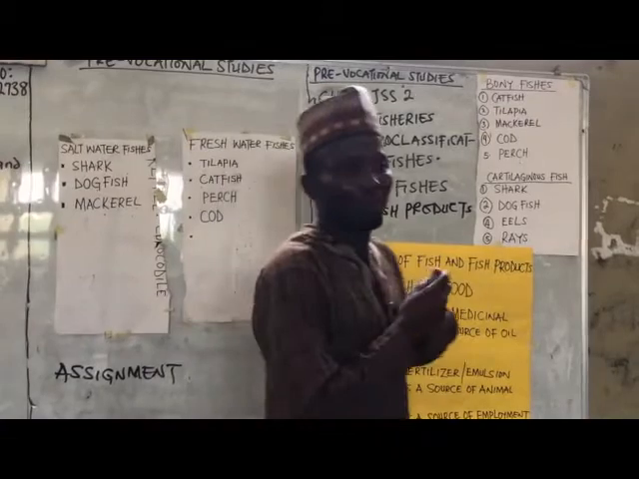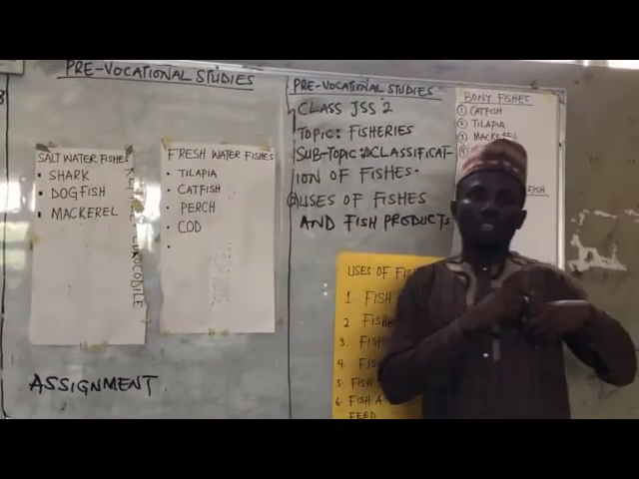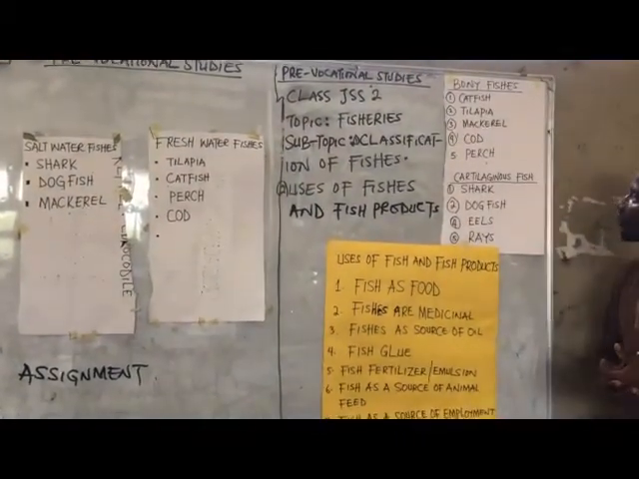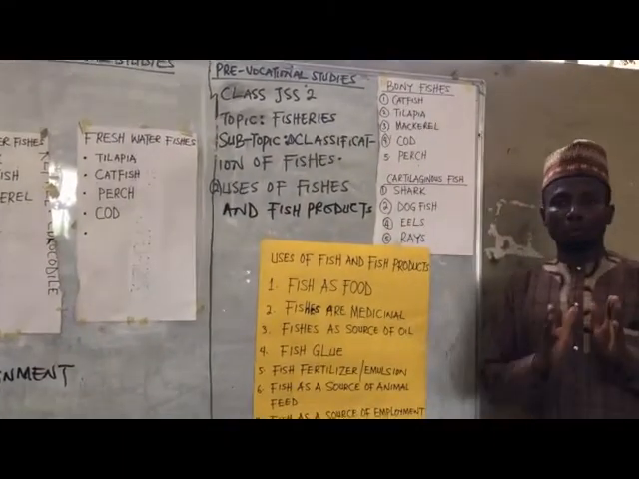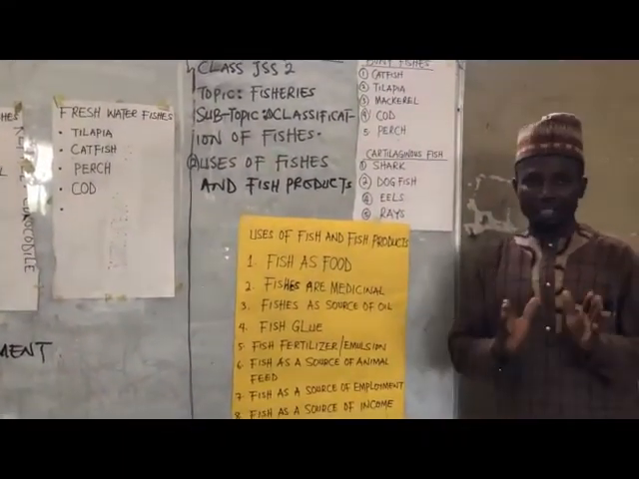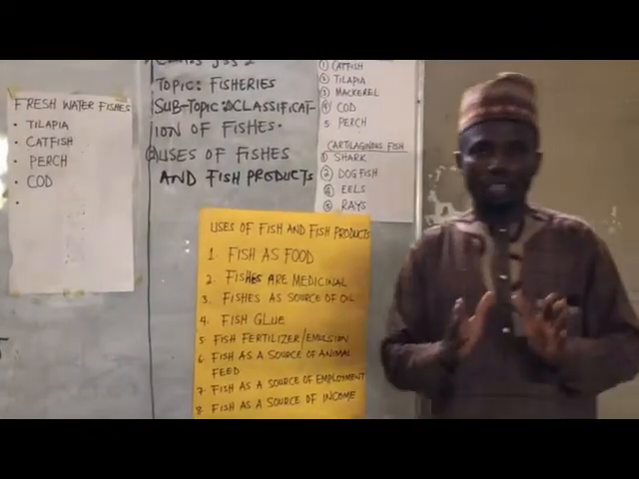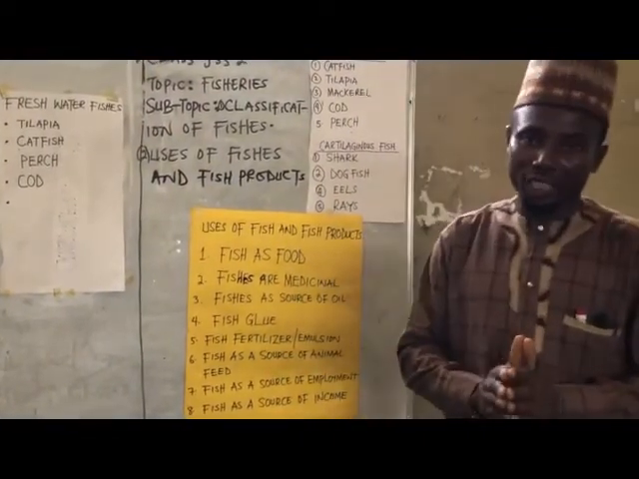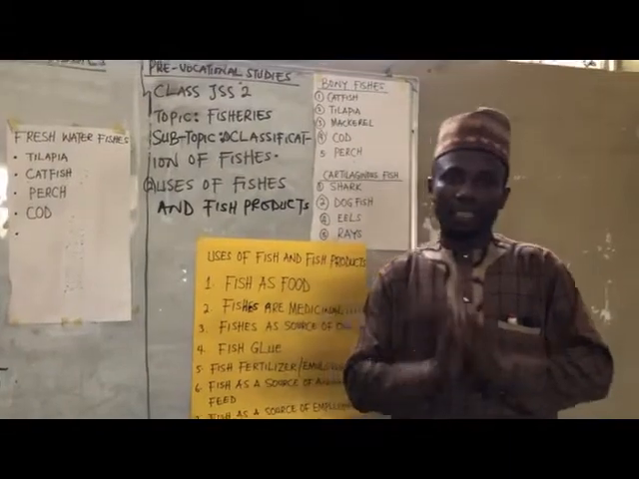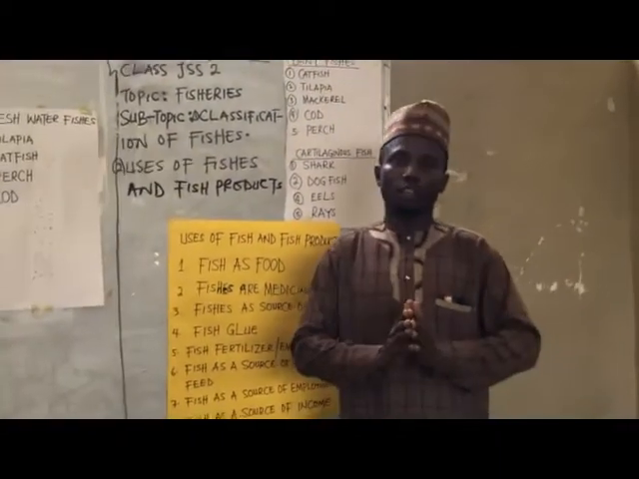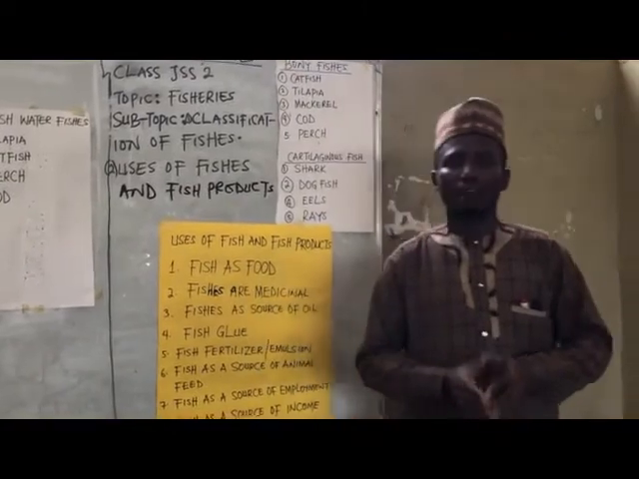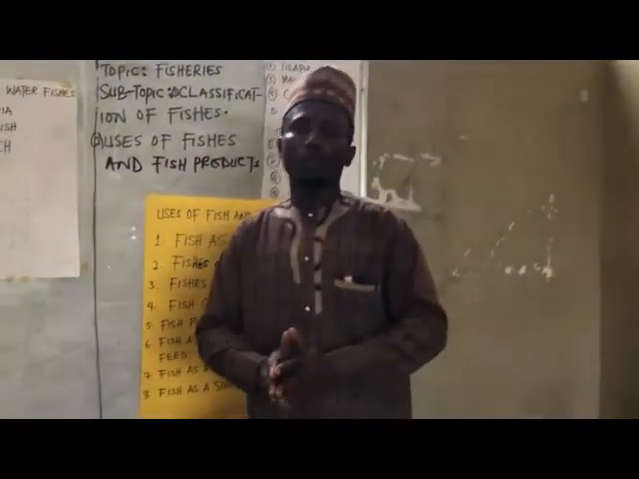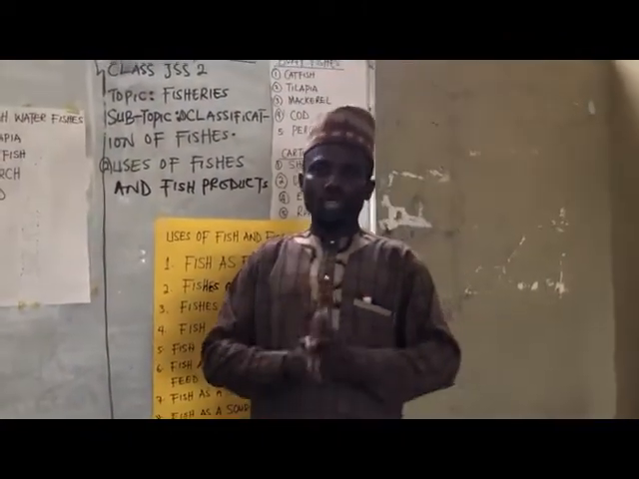So we want to classify fishes into habitat and morphology. Let's take it one after the other. Let's start with classification based on habitat. What is habitat? Habitat is a place where an organism is always found.